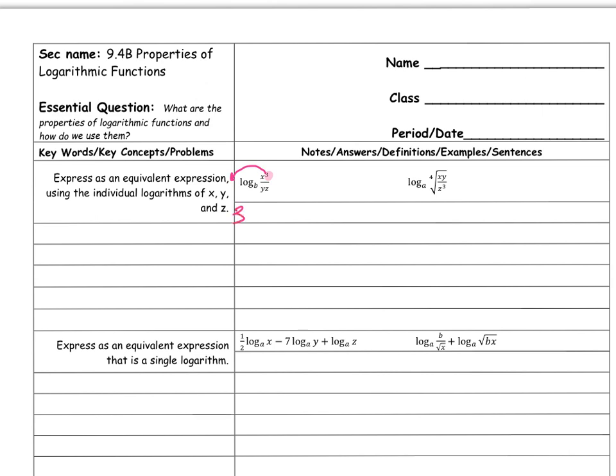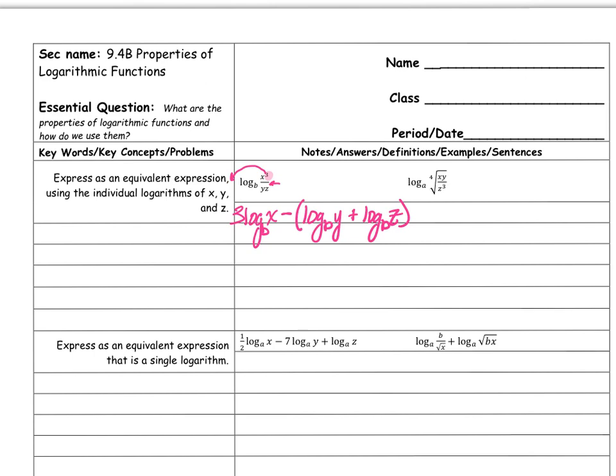So I have 3 log base b of x. And then there's a division sign. You see that divide right there? Divide means minus. And since there's more than one term, I'm going to have a parenthesis. Oh, I forgot to put my base b. So sorry. Log base b of y. And then y and z are multiplied together, so it would be plus log base b of z.